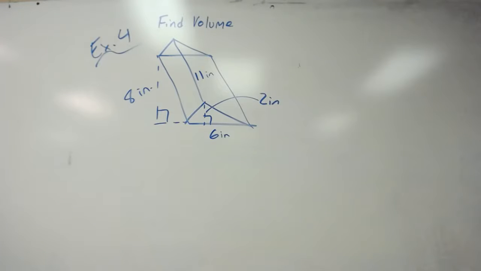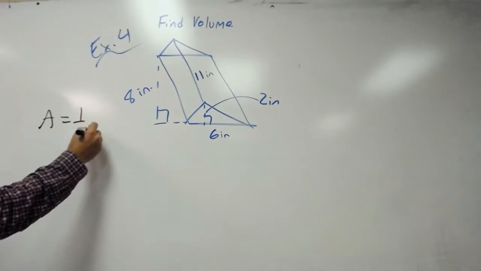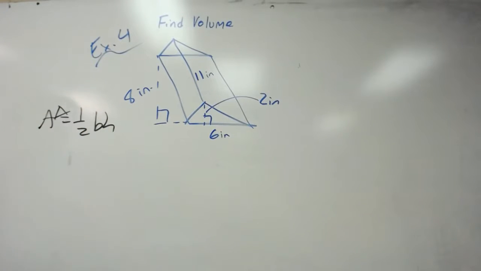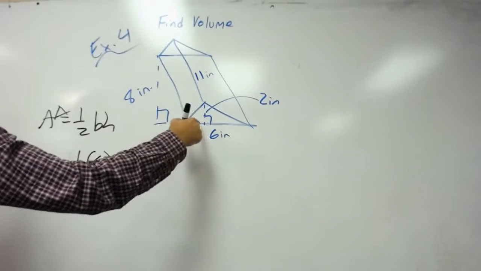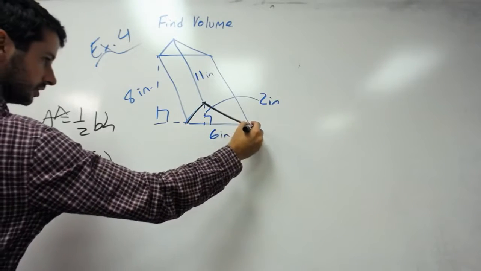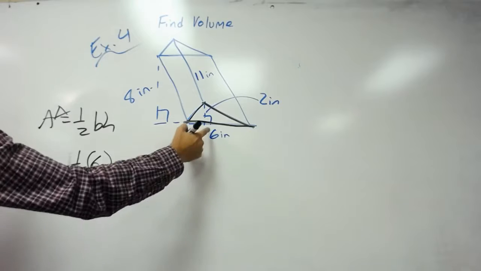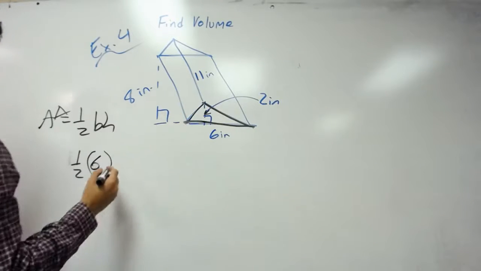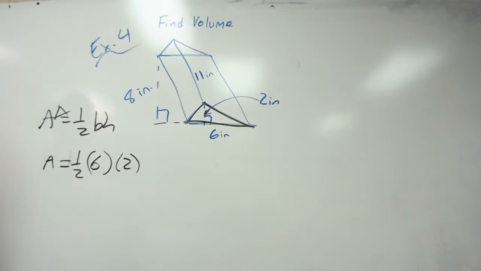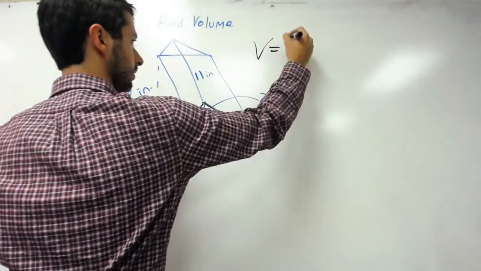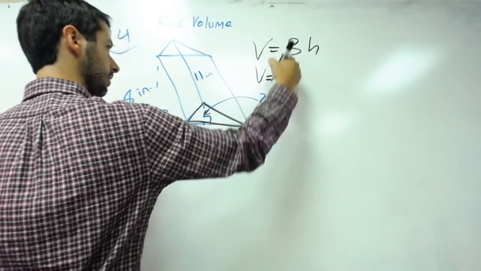And so the first thing we do is find our area of the base. First of all, what kind of shape is our base? Well, our base is a triangle. So area of a triangle equals 1/2 base times height of the triangle. Our base in the triangle is 6. Our height in the triangle is 2. Remember, I'm referring to this shape. Base of 6, height is 2, and then solve. 6 times 2 is 12, divided by 2 is 6. So now we know the base is 6.